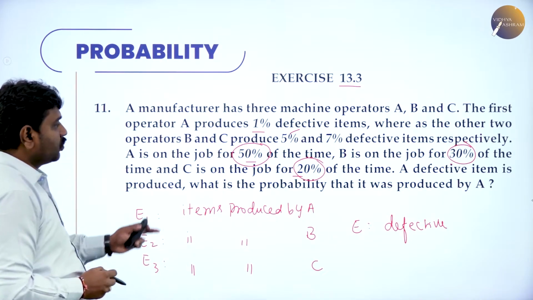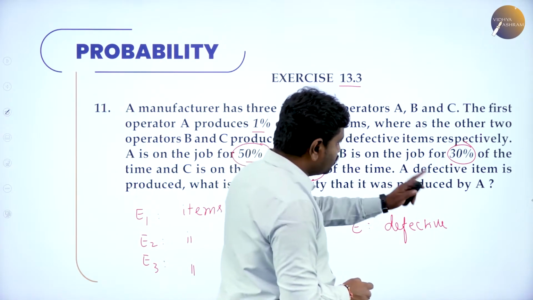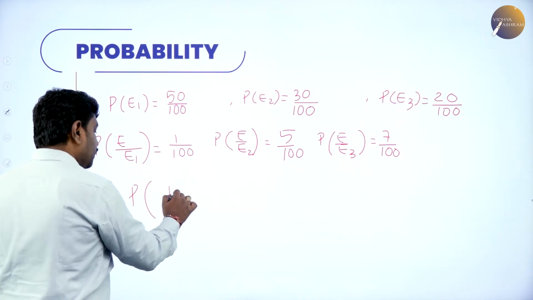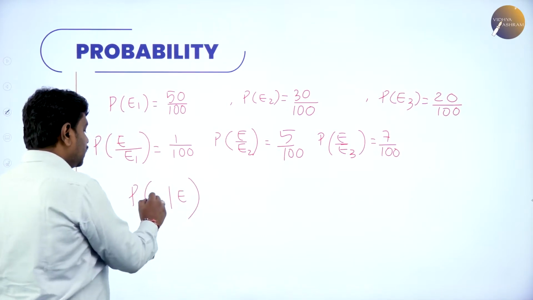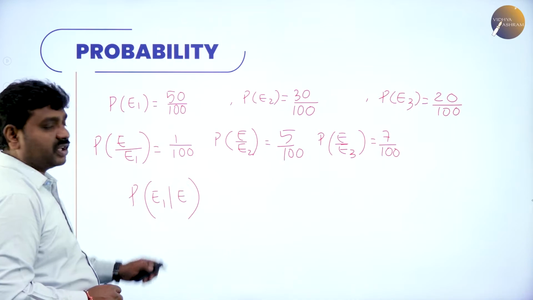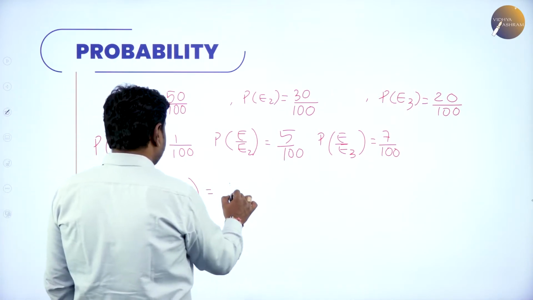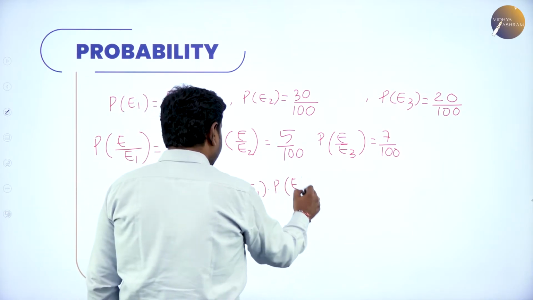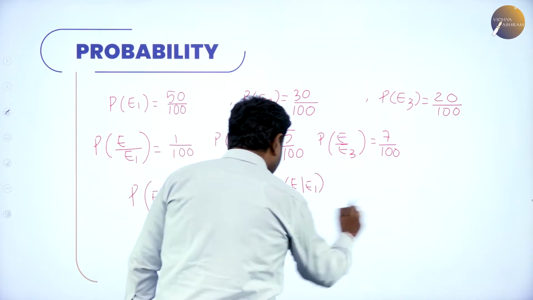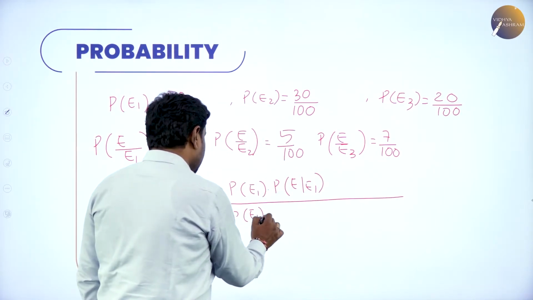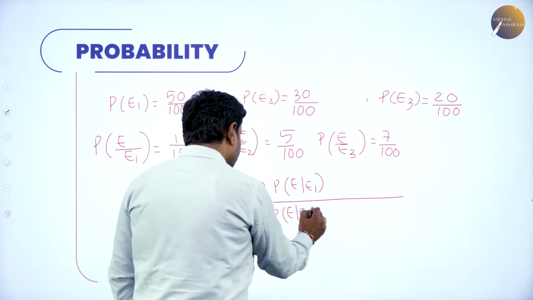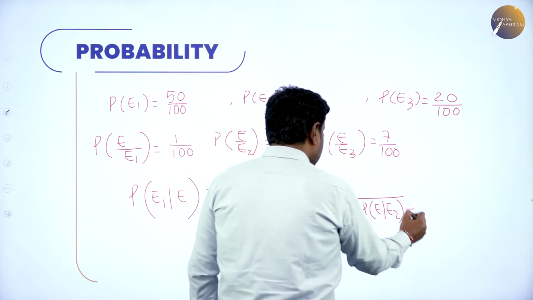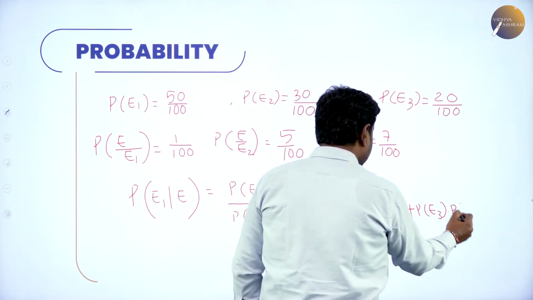Now what is the question? What is the probability that it was produced by A? They took a defective item. So it is produced by A, means they took a defective item. Event occurred is defective occurred, and from machine 1 means E1. They want P of E1 by E. Use Bayes theorem. According to Bayes theorem, P of E1 by E can be written as P of E1 into P of E by E1 divided by P of E1 into P of E by E1 plus P of E2 into P of E by E2 plus P of E3 into P of E by E3.